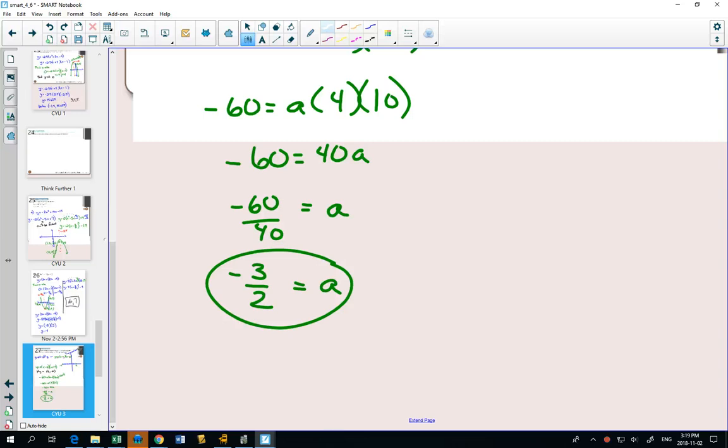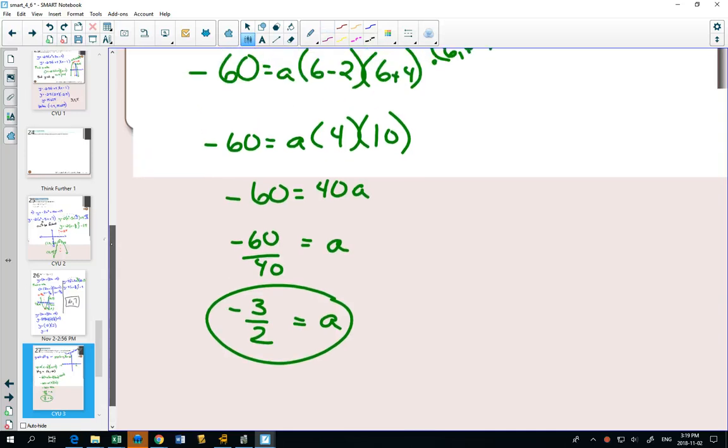A is telling you whether it's wider or narrower, whether it opens up or opens down. And that's true in both forms of the equation. But now we can say that our equation is y equals negative 3 over 2, x minus 2, x plus 4.